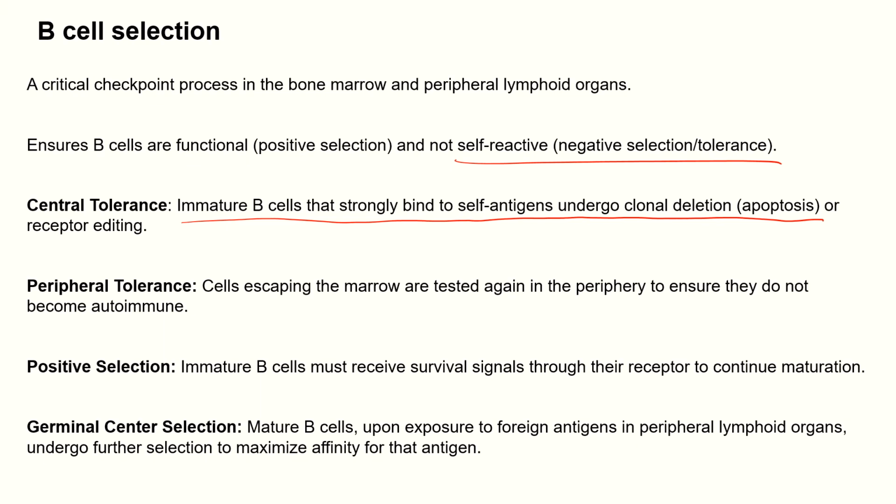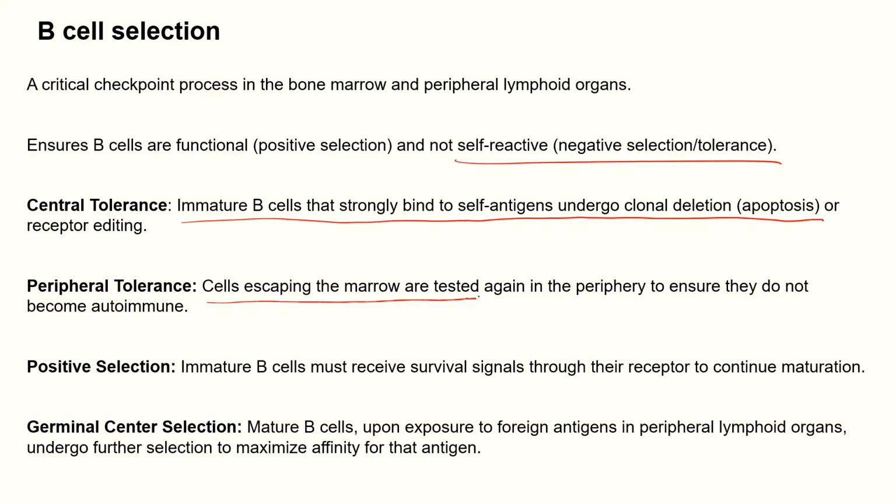And if there are cells which escape this central tolerance and go to the periphery, these cells are again tested before going to the actual site of action, and there also there could be a negative selection, which is called peripheral tolerance. So cells escaping the marrow are tested again in the periphery to ensure they do not become autoimmune. That means they should not produce an immune response against the self-antigen. So there are two ways tolerance works in the case of B cells. One is central tolerance, and the second is at the tissue level, which is called peripheral tolerance.